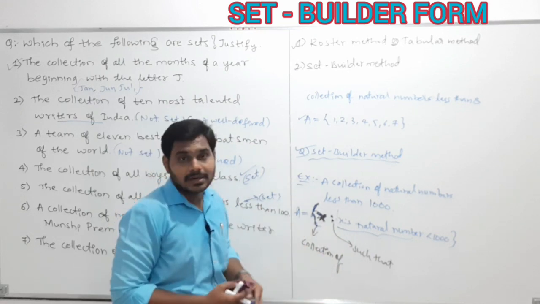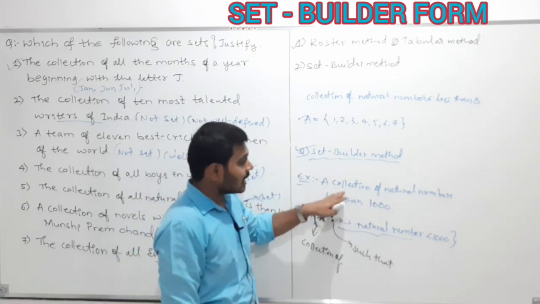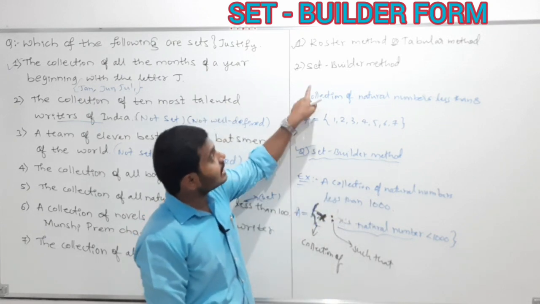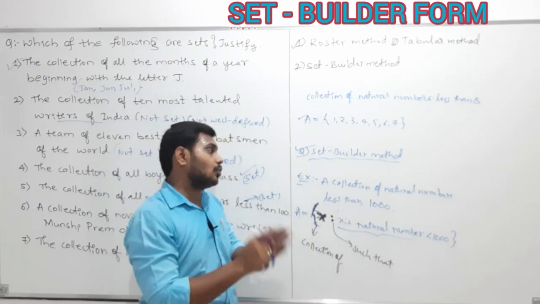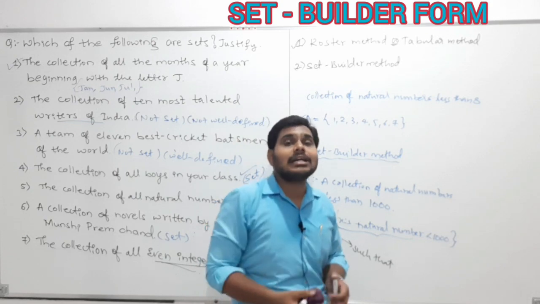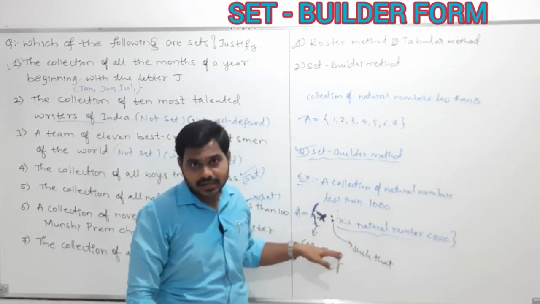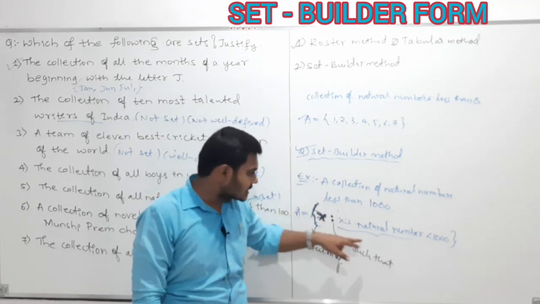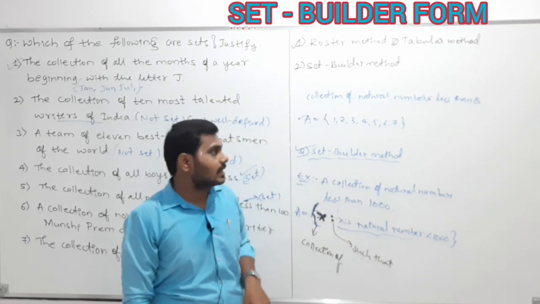Why should we use the set builder method? In some cases, take this example: a collection of natural numbers less than 1000. If I wanted to write this in roster form, what should I write? I should write all the elements 1, 2, 3, 4, 5 up to 999. It consumes time, and it is tedious to write every time. It's not possible to write. In such cases, what will we do? We will write a certain property. This representation we call the set builder method.